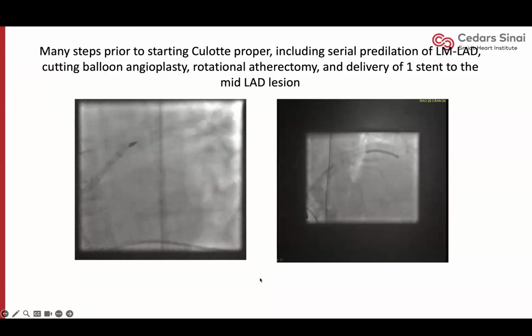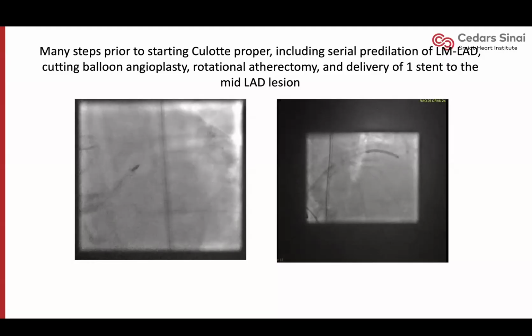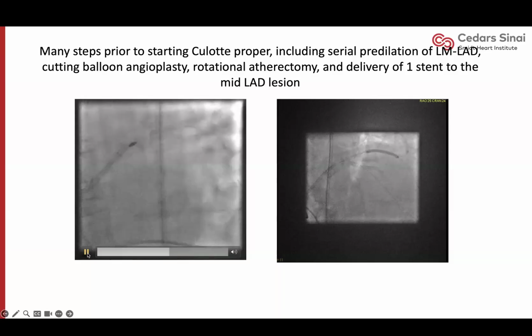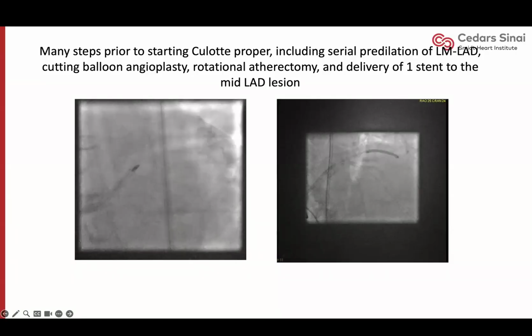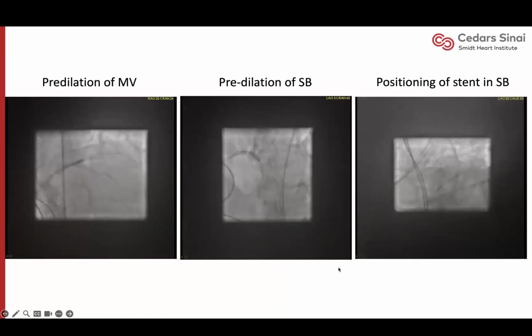There are many steps that were performed prior to starting the culotte proper, including serial predilation of the left main into LAD, cutting balloon angioplasty and rotational atherectomy, and delivery of one stent into that other mid-LAD lesion. So I'm just showing you briefly here. This one is the rotational atherectomy, and this one is the delivery of that stent. Now that we've adequately prepared it, we can proceed with our bifurcation PCI.